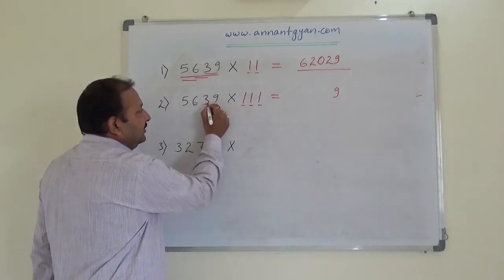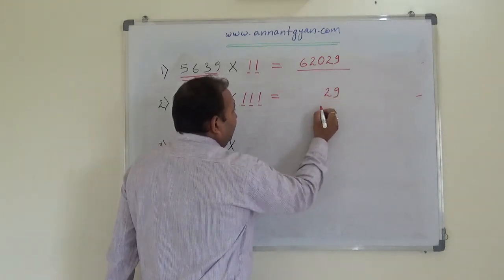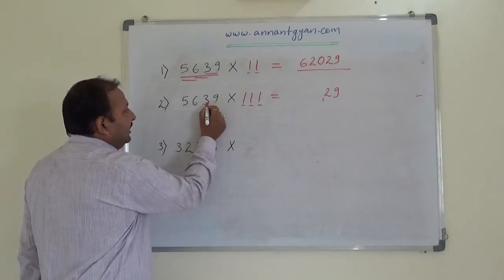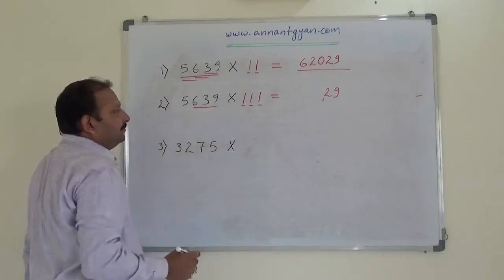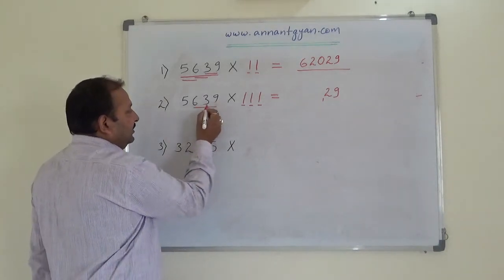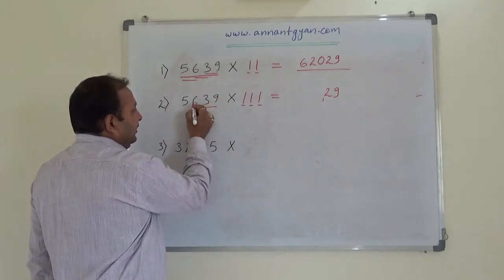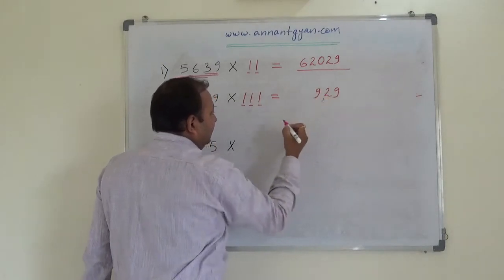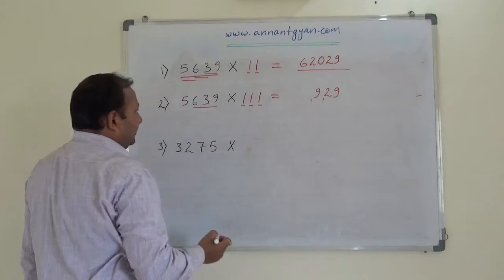So 9 plus 3, that is 12. So I shall write 2 here and 1 will be carried. And again 9 plus 3, that is 12, plus 6. So there are 3 numbers, that's why I am making the pair of 3. So 9 plus 3 is 12, 12 plus 6 is 18, 18 plus this 1 is 19. I shall write 9 here, and 1 will be carried for next. So I shall write 1 here.